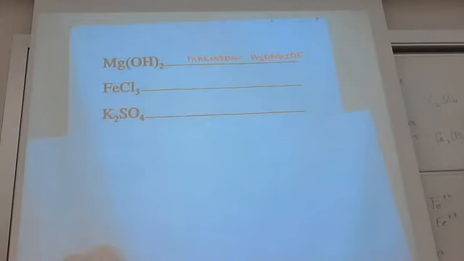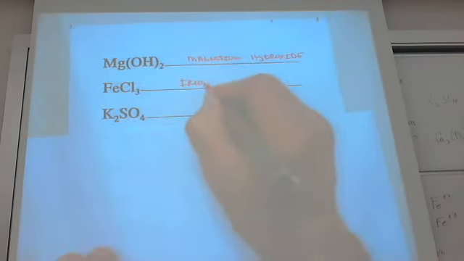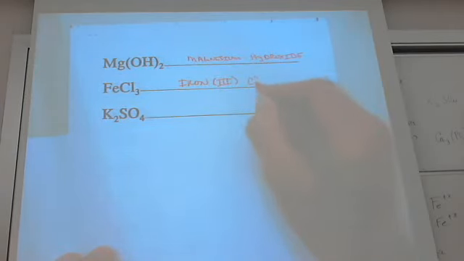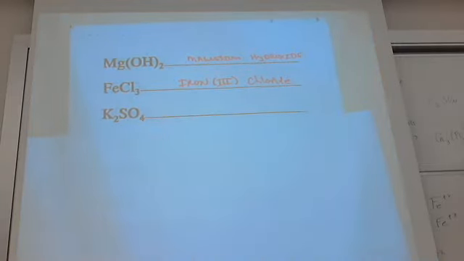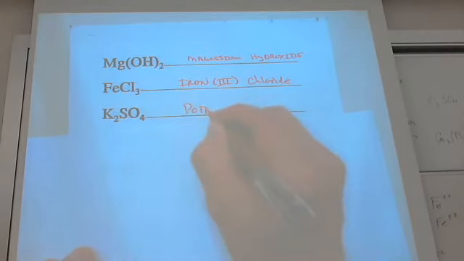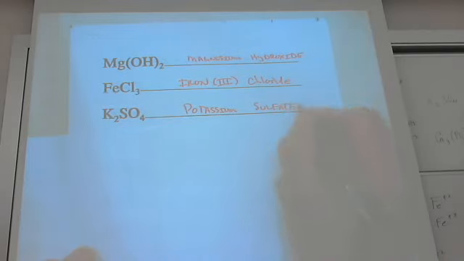All right, second one is, I guess nobody should have missed this one. Iron 3 chloride. Yeah? And potassium sulfate. Yeah, when should we put the number? You have to put the number when it's a transition metal. Oh, okay. That's your cue. If it's a transition metal, except for zinc or silver, you better put a Roman numeral.